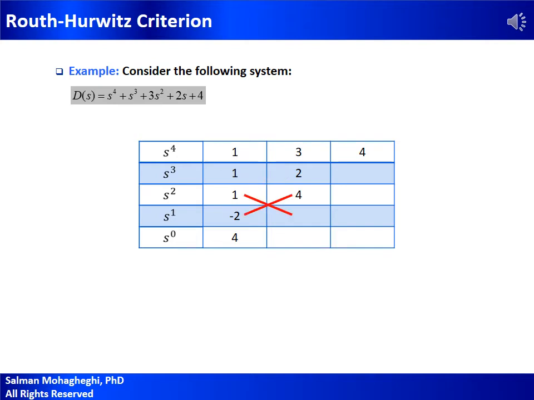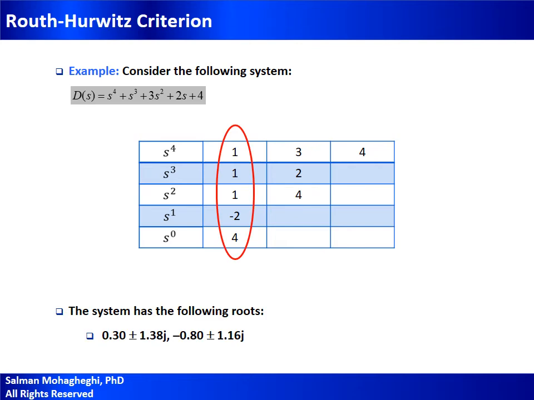Finally, I do the fifth row. Let's call that D1. D1 would be negative 2 times 4 minus 1 times 0. Again, notice that I have an empty cell and I replace it with 0. The whole thing divided by negative 2, which would be 4. Now that I have the entire table ready, I would examine the first column.